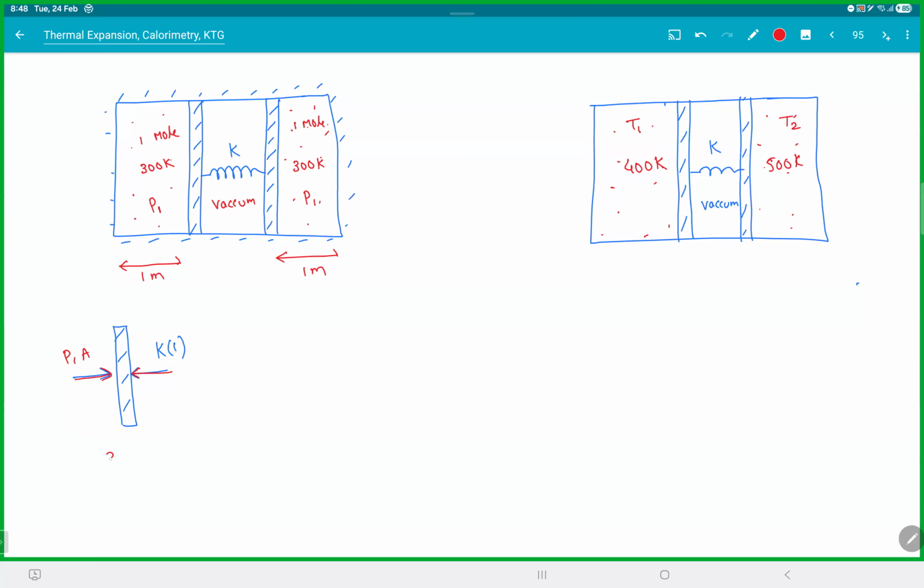So this is your one equation. P1 into A is equal to K. This is equation 1. Perfect. And what about the ideal gas equation? P1 into A into 1, PV is equal to number of moles, which is 1, into R, and temperature is 300. So P1A is equal to 300 R. This is your equation 2. I got it from PV is equal to nRT.